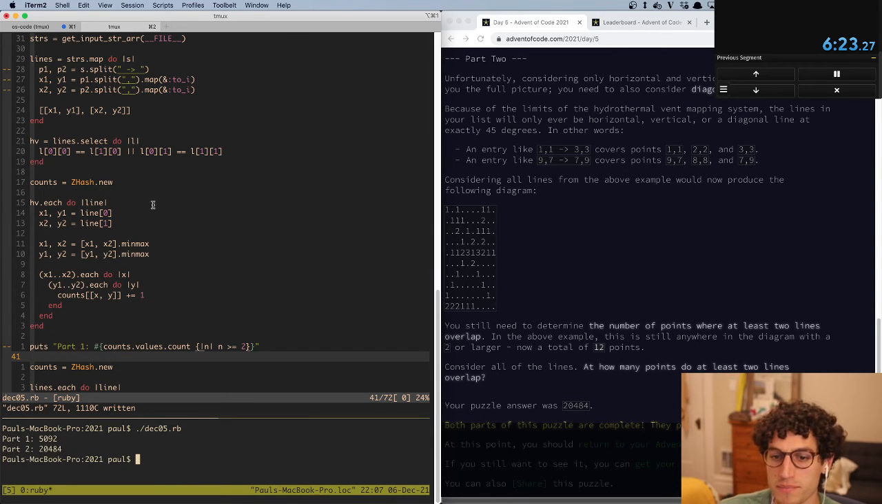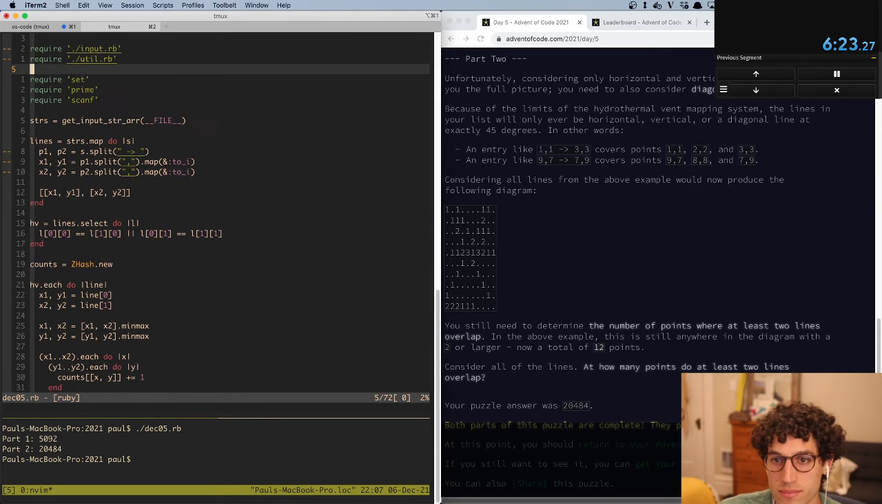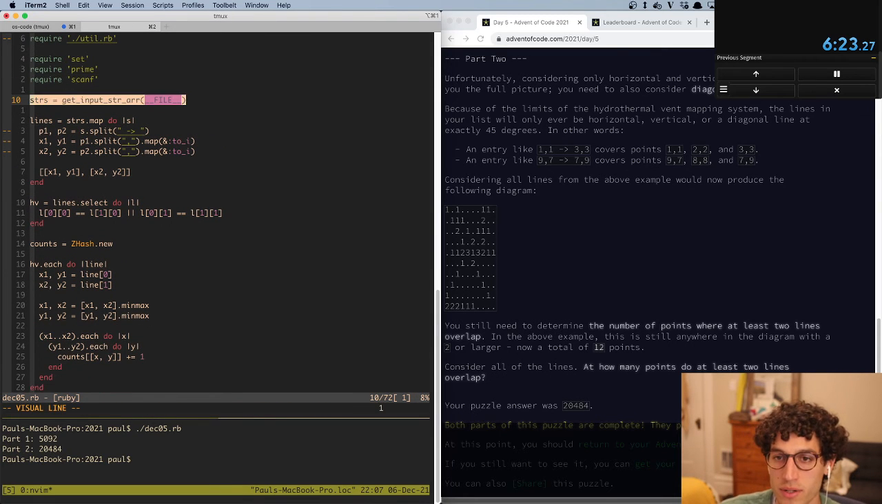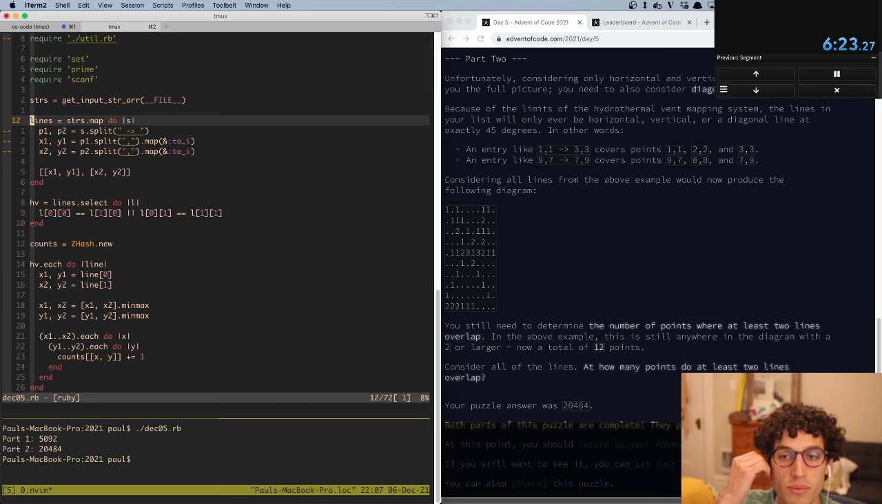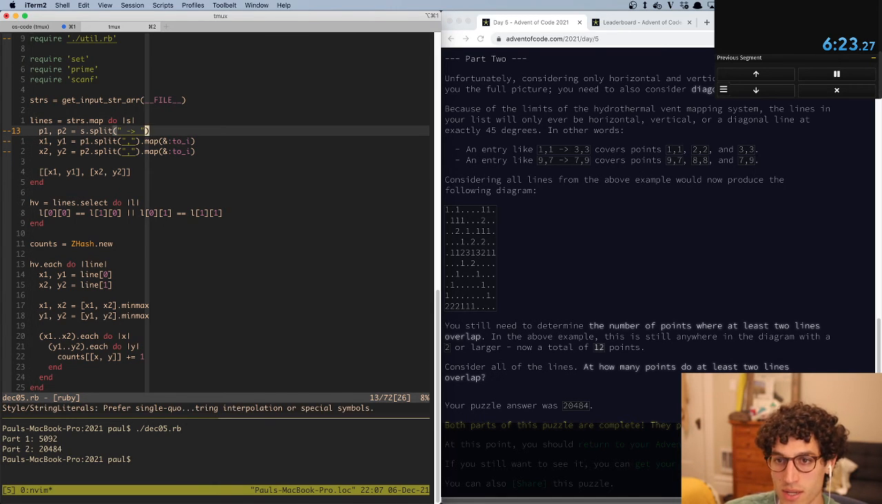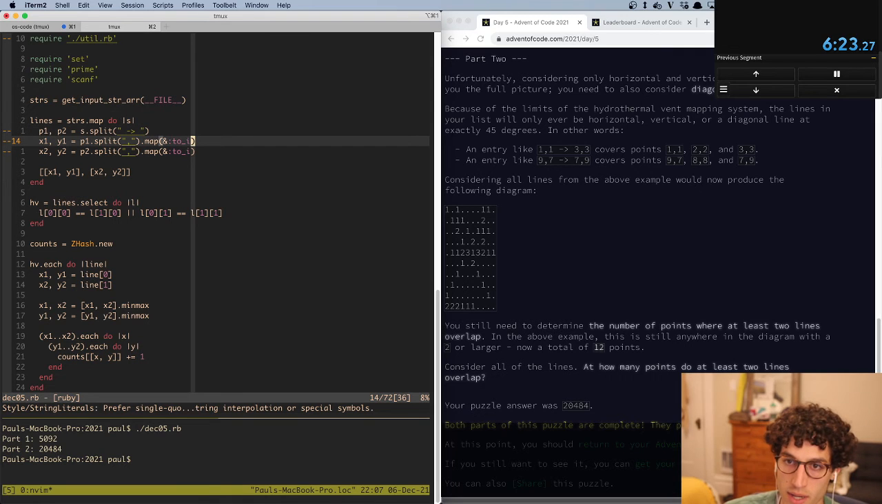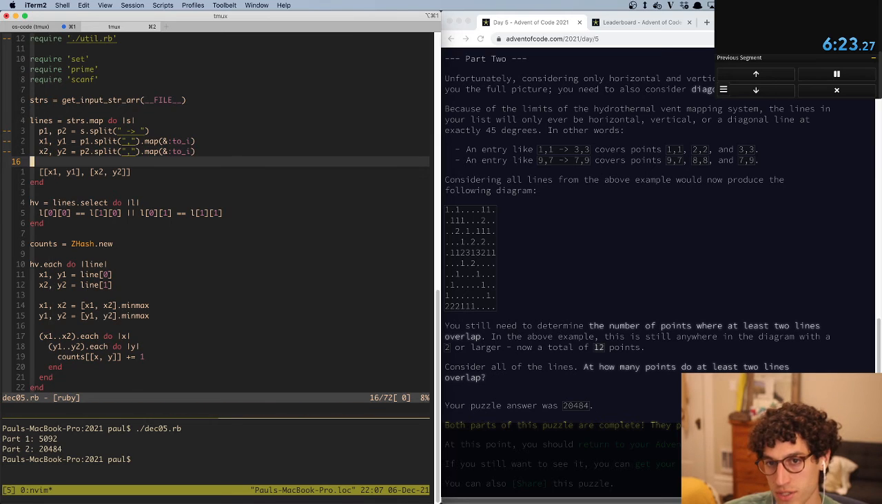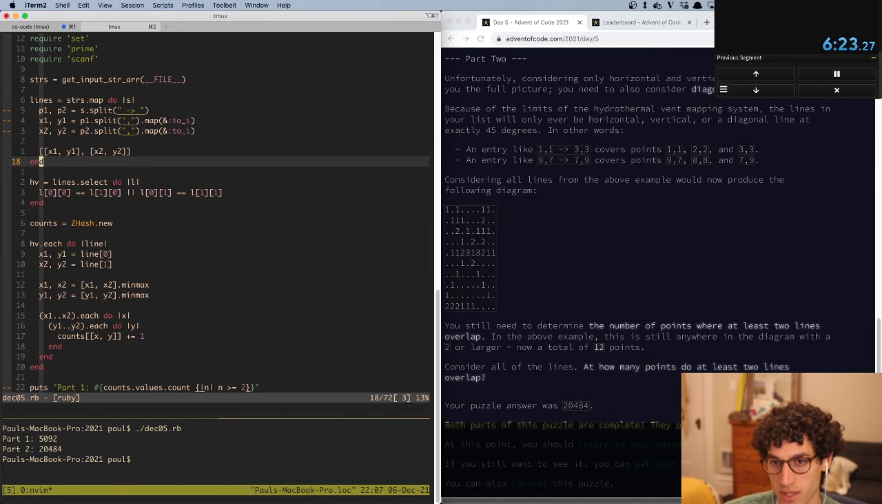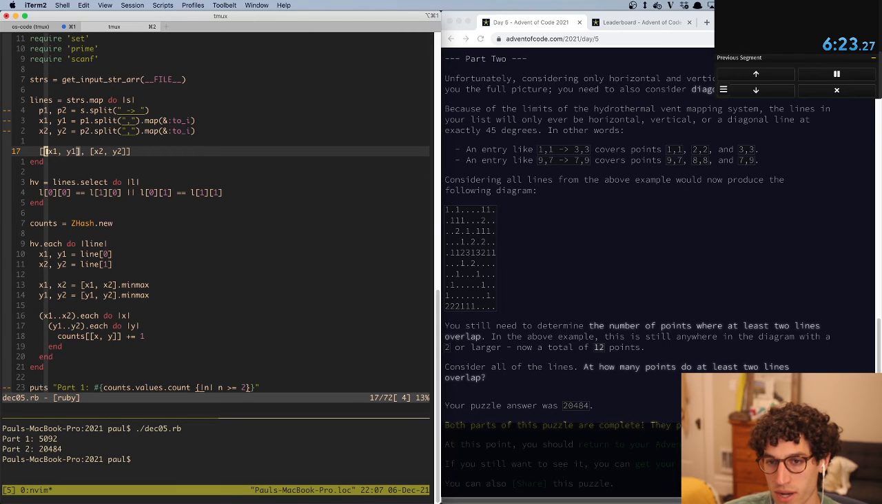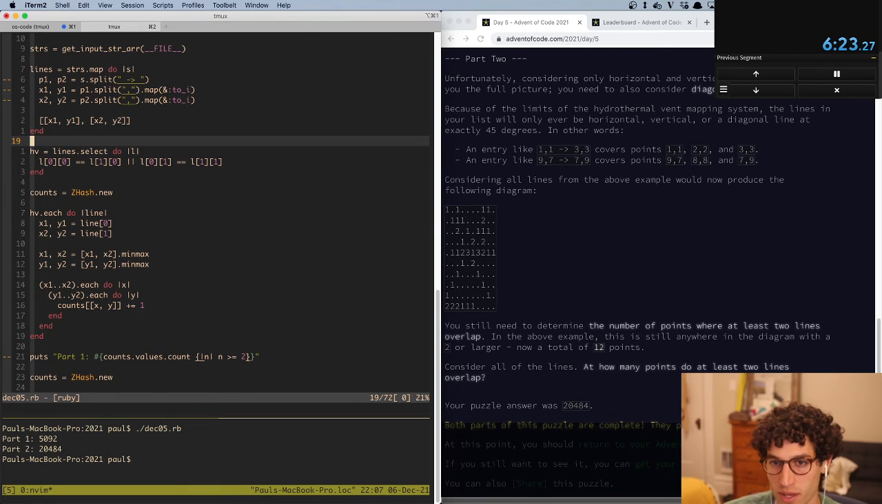Okay, perfect. So we get our input of strings, and then we create our lines by looping over and splitting on the arrow, and then x1, y1 are the part 1 split on comma mapping to integer, same for x2, y2, and then we return that as a line. Really, there's no reason I put these in nested arrays. It just made stuff more complicated.